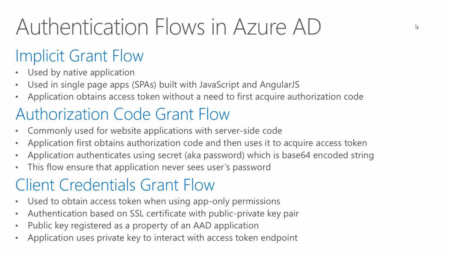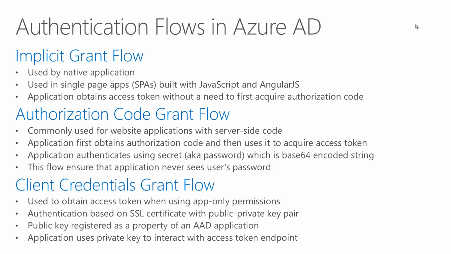So the implicit grant flow is something where the application makes a request to Azure AD. Azure AD then makes the user authenticate and then passes an access token back to the particular native application. Now, implicit grant flow can also be used by single-page applications that don't have any server-side code, but are entirely client-side. But the idea is the application obtains an access token directly without needing to first acquire something called an authorization code. And that leads us to our second flow, authorization code grant flow.